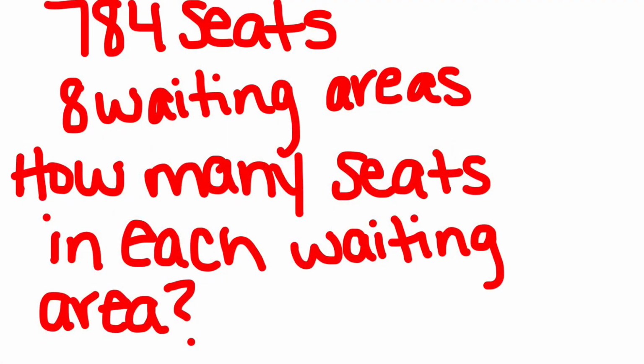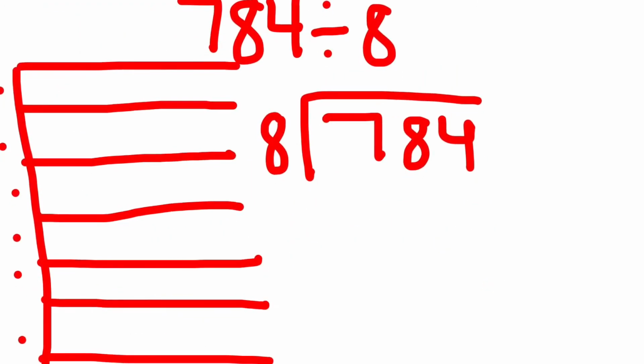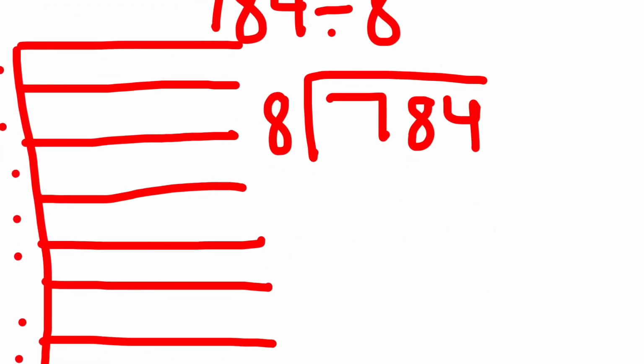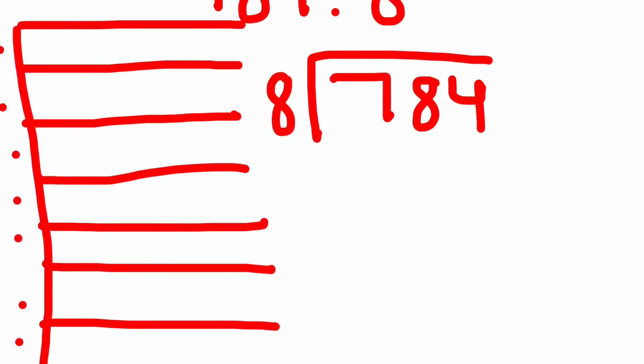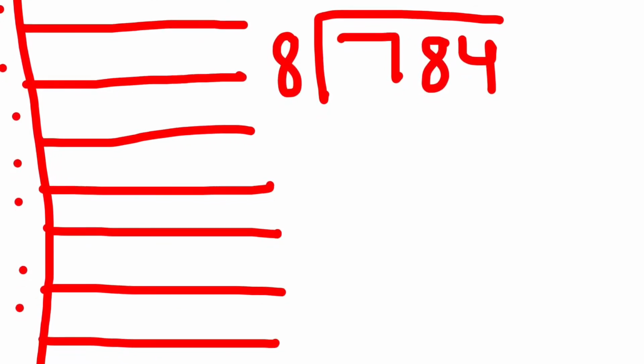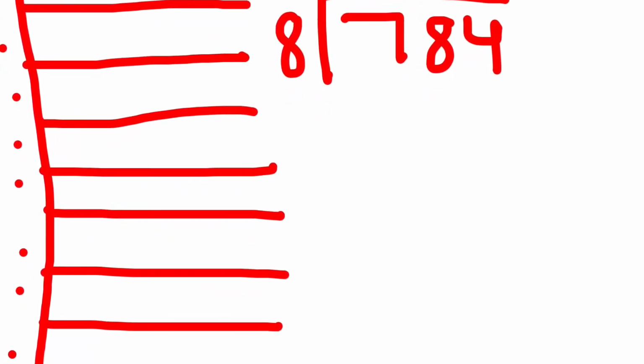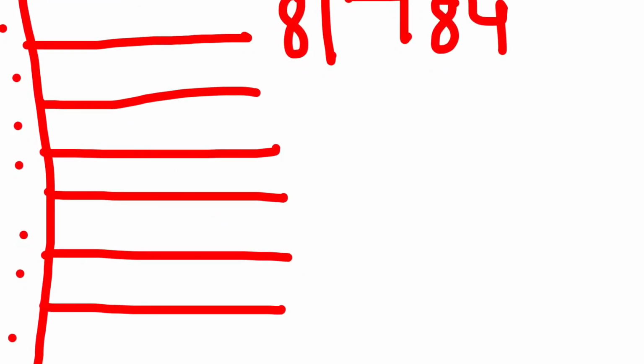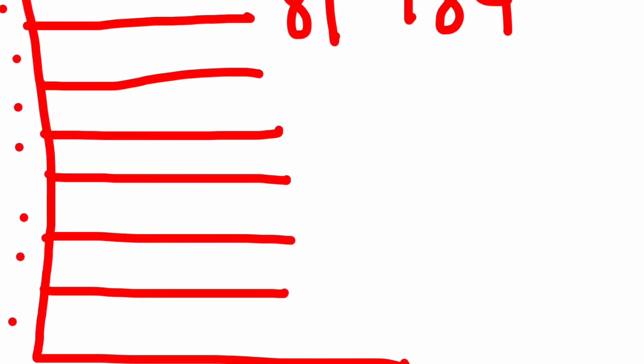In this problem, there's 784 seats and 8 waiting areas in the airport. The problem asks me how many seats are in each waiting area. Since it wants to know how many seats are in each, this means once again, I'm going to need to divide. Once again, I set up my 784 divided by 8 by creating my 8 groups to share the 784 with on the left, and then also setting up my 784 divided by 8 in order to be able to subtract so I know how many seats I have left to share.